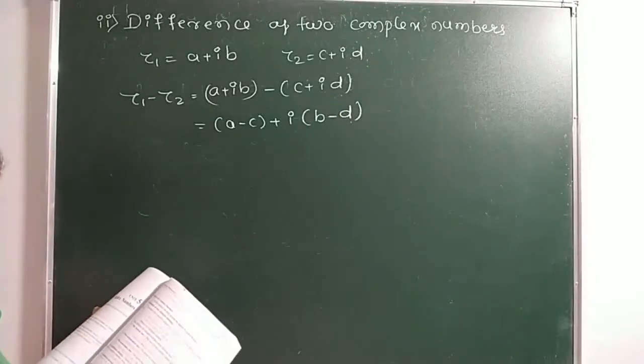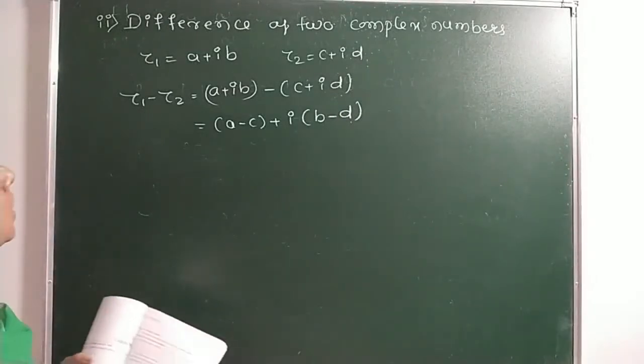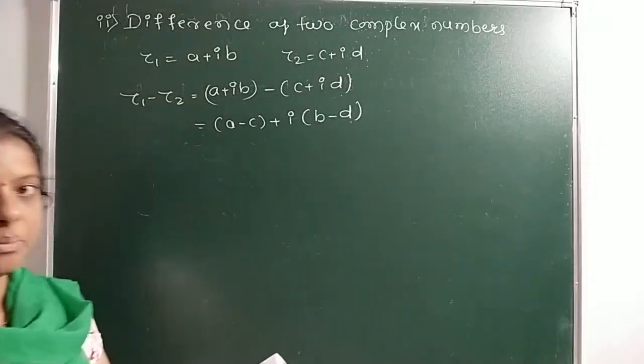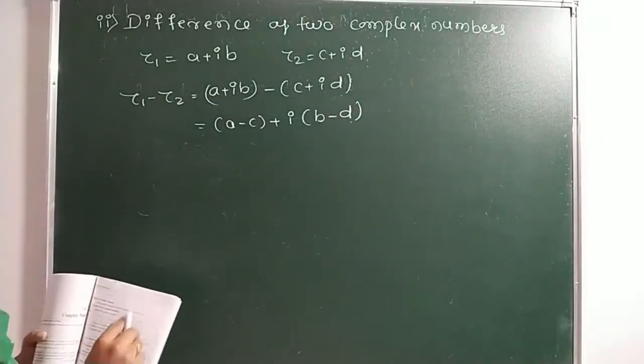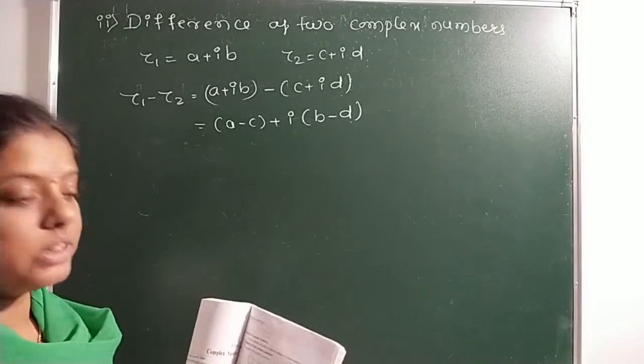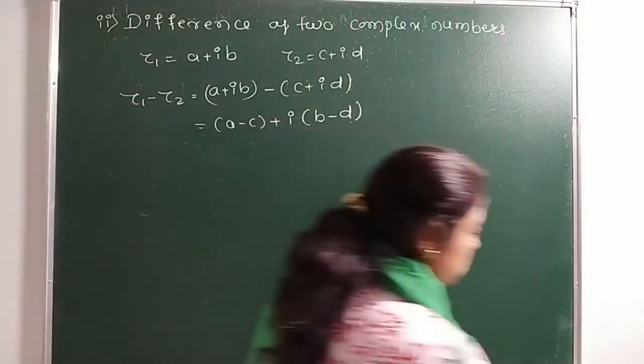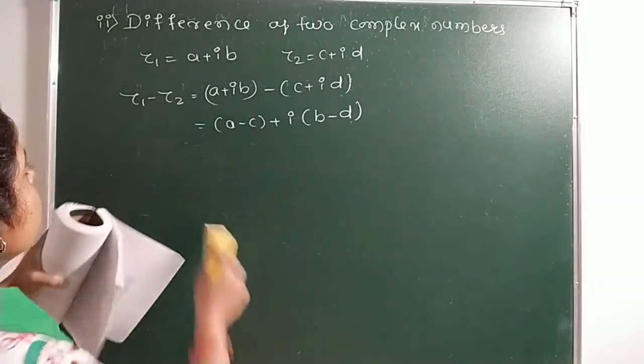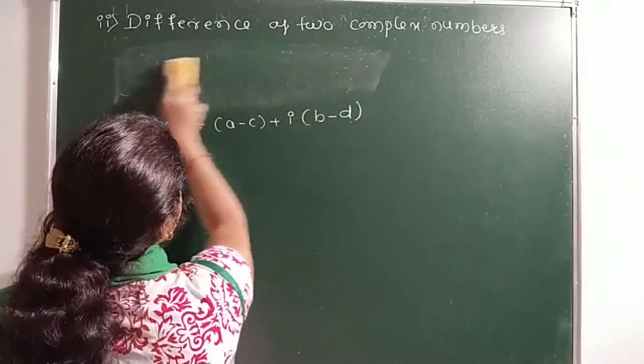This we have to make satisfy with all our difference of two complex numbers. Similarly, all the laws are satisfied with the difference of two complex numbers, as all of them are there in our addition rule.